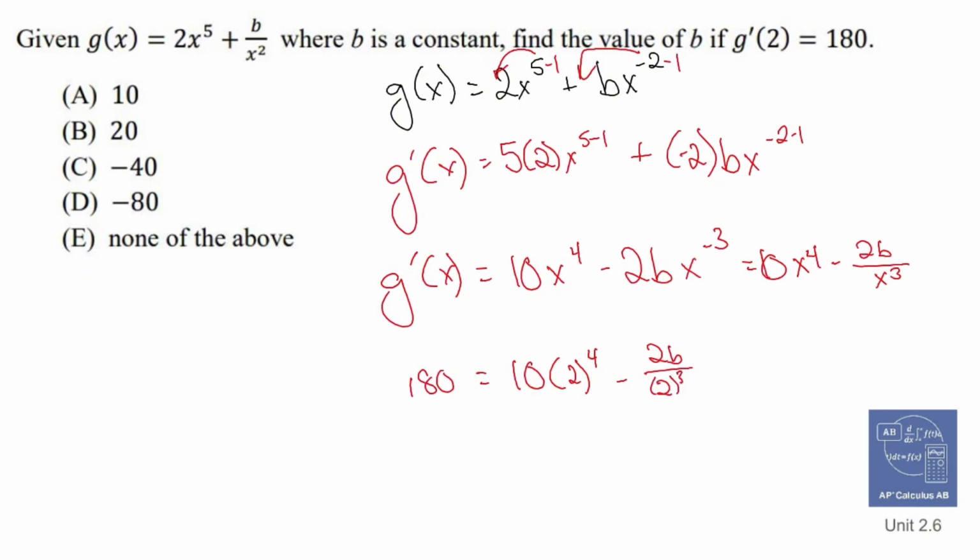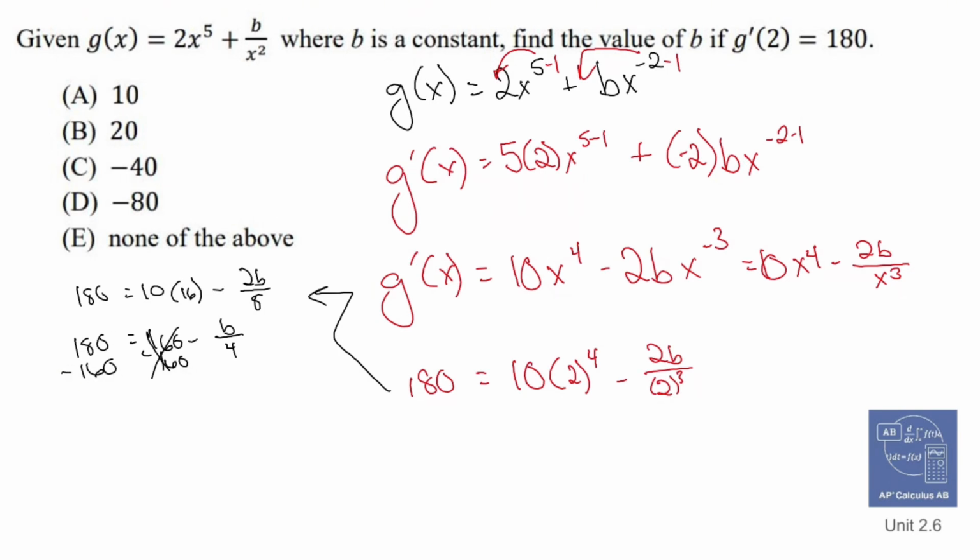All right, so let me move this over here where I'm probably going to need the space. We have 180 equals 10 times 2 to the fourth, which is 10 times 16, minus 2b over 8. So 180 is going to equal 160 minus b over 4. Now it's a two-step equation. Subtract 160, subtract 160. On the left side, you get 20 equals negative b over 4.